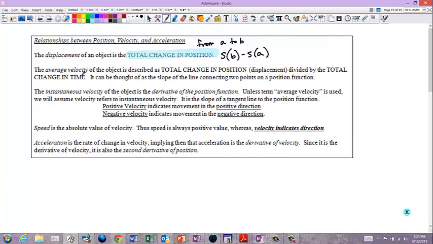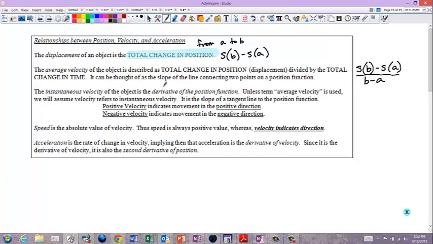The average velocity of the object is described as the total change in position, or the displacement, divided by the total change in time. It can be thought of as the slope of the line connecting 2 points of a position function. So the average velocity, and anytime you see average, it's going to be S of B minus S of A over B minus A. Average, average, average, slope, every time.